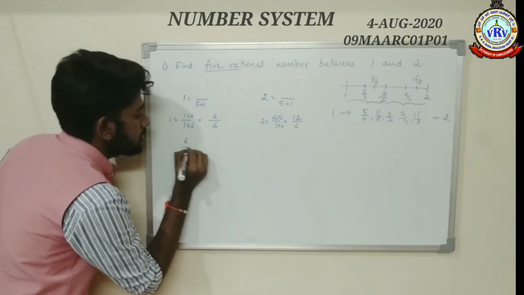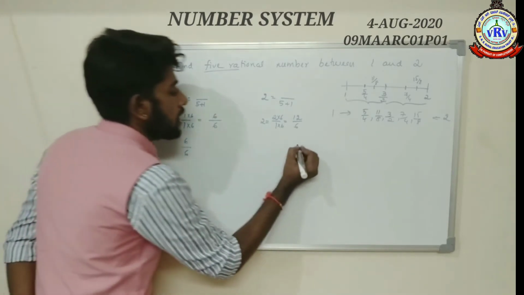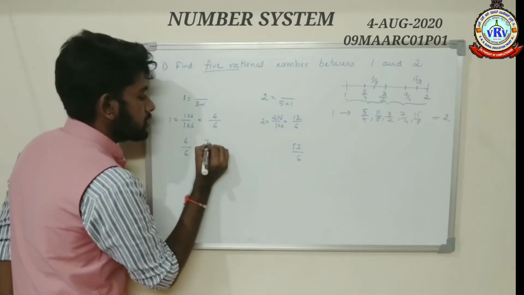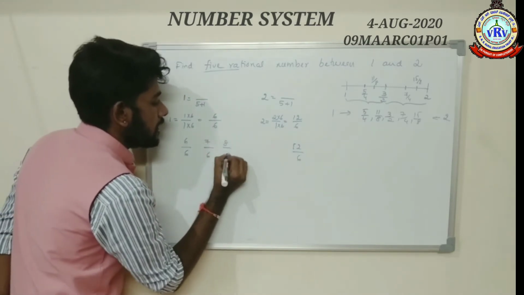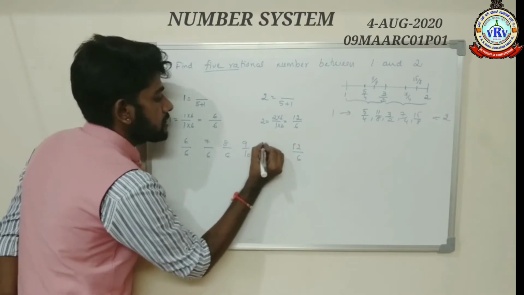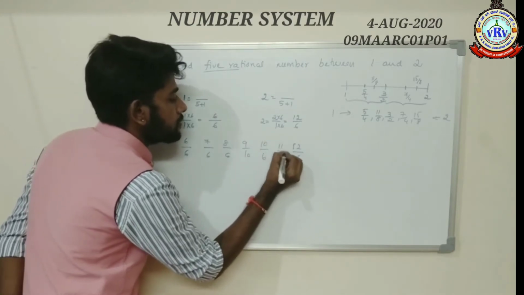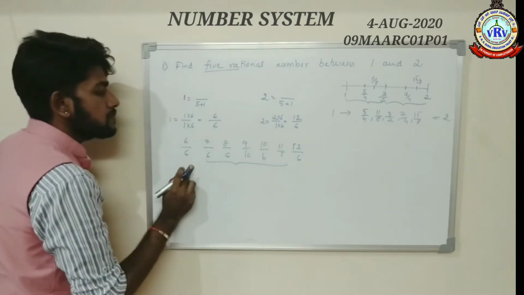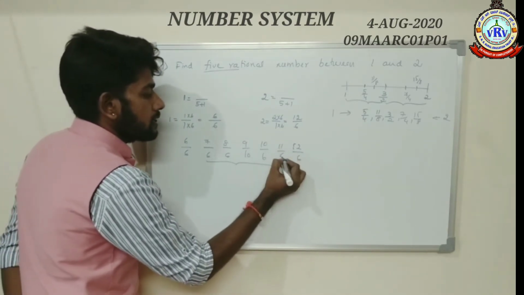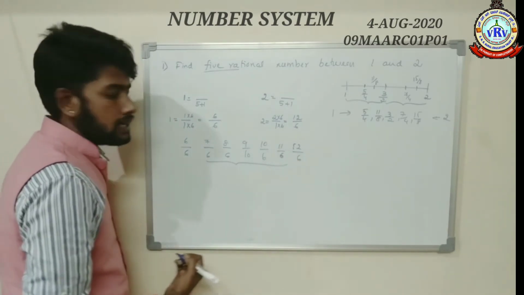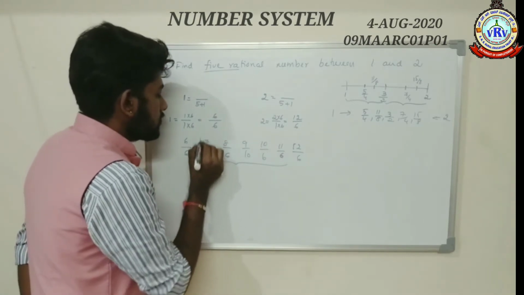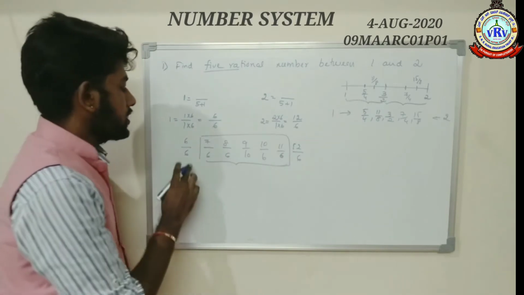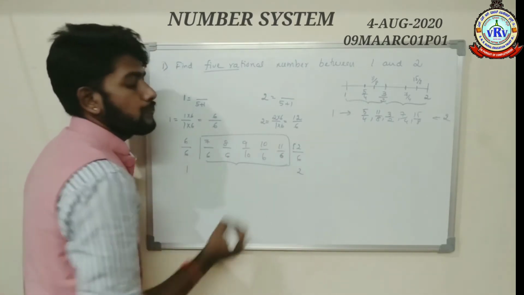You can observe here, between 6 by 6 and 12 by 6, there are rational numbers 7 by 6, 8 by 6, 9 by 6, 10 by 6 and 11 by 6. Oh, sorry, there are 5 rational numbers between 6 by 6 and 12 by 6. Right. So it is one of the easiest ways to get 5 rational numbers between 1 and 2.